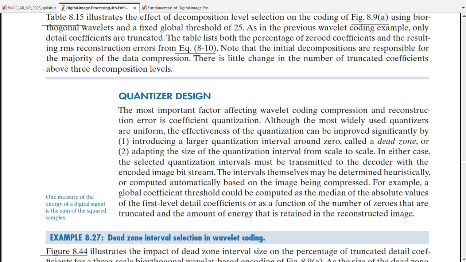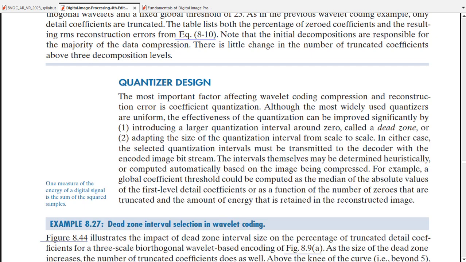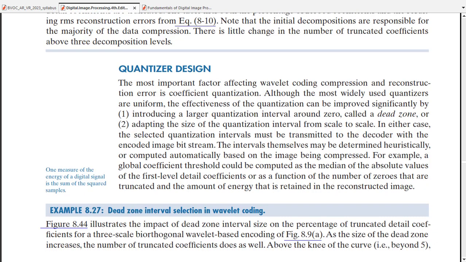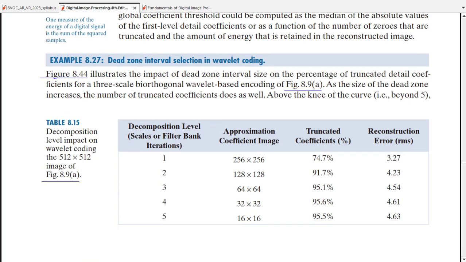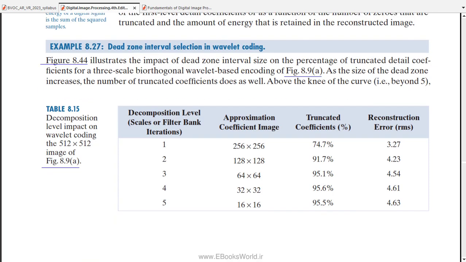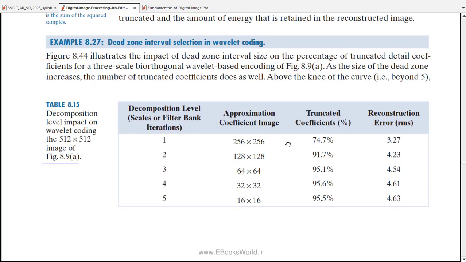Quantizer design: the two important pieces of information in quantization are the large quantization interval around zero called the dead zone, or adaptation of the quantization interval from scale to scale. The impact of decomposition level on wavelet coding, for a 512 by 512 image, figure 8 point level. The decomposition levels come from filter bank iterations 1, 2, 3, 4, 5, 6. The major role of the approximation coefficient image is the dimensionality, the truncated coefficients, and then the error, the RMSE levels, root mean square error.